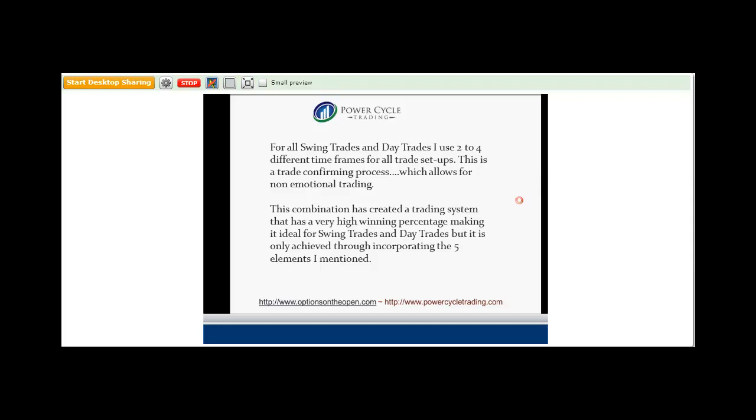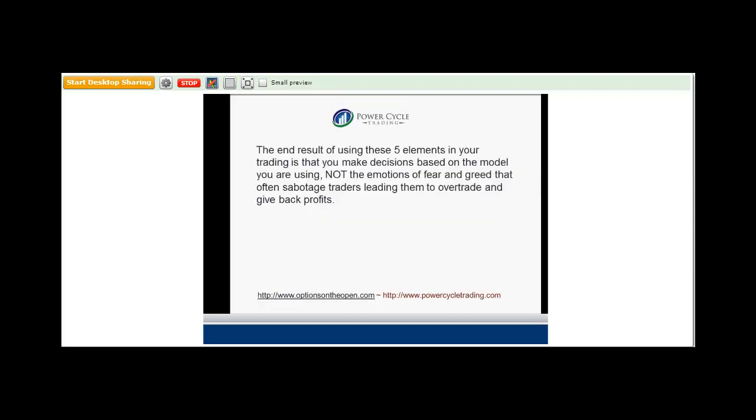with them. So when you have these 5 elements and you have discipline in your trading, you make decisions based on the model that you're using and not on emotions of fear or greed that can often sabotage you as a trader, leading you to overtrade or give back your profits.